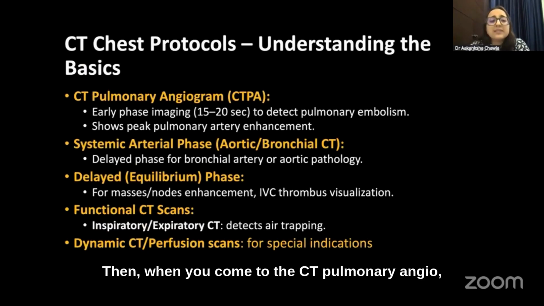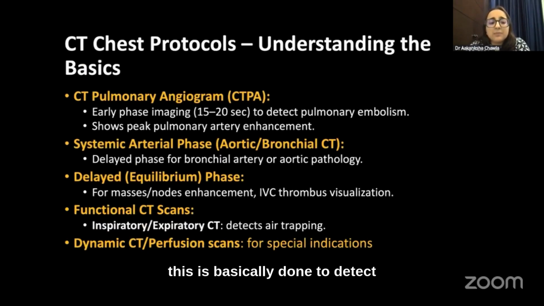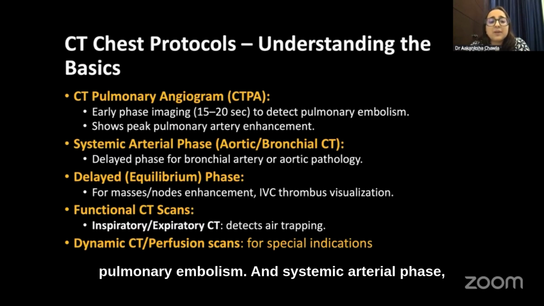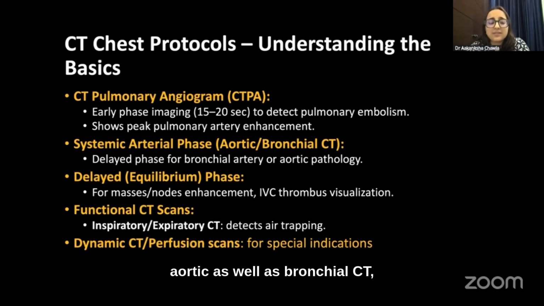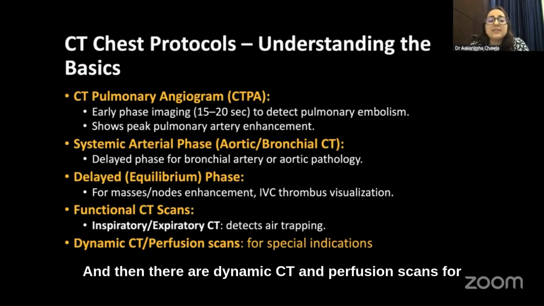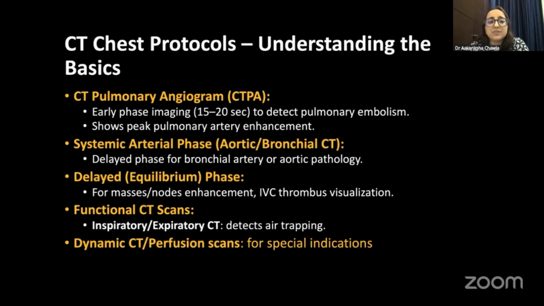Then when you come to the CT pulmonary angio, this is basically done to detect pulmonary embolism and systemic arterial phase, aortic as well as bronchial CT, and a delayed phase is also done. Functional CT scans can be done to detect air trapping, and then there are dynamic CT and perfusion scans for specific conditions.